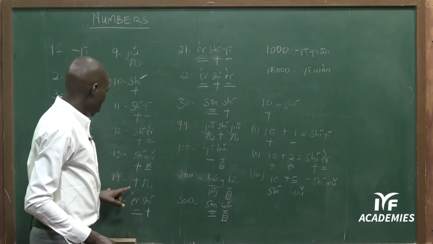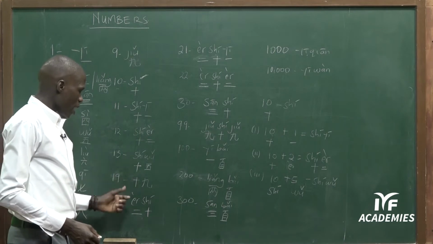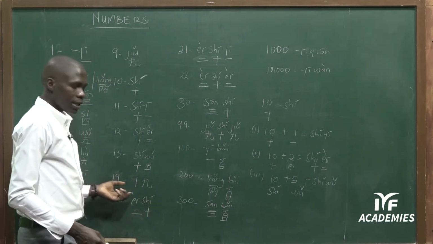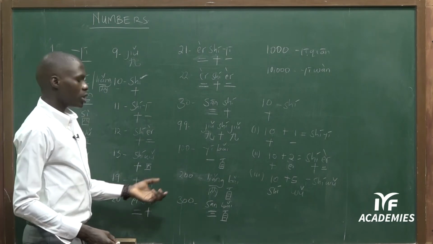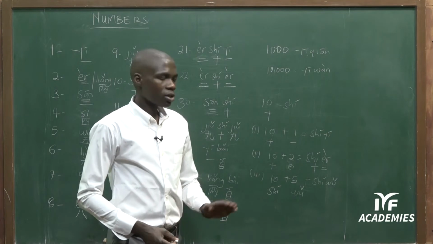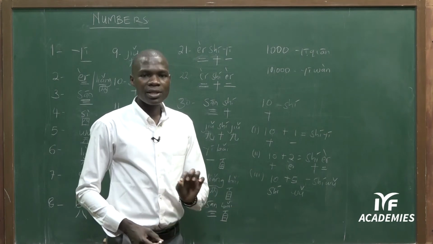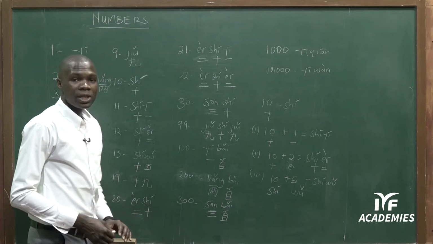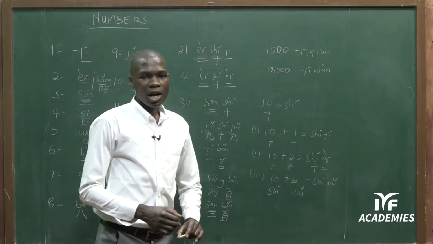Then we have 19. 19 is also 10, then 9. Shi jiu. So 10, then 9, so that's 19. Shi jiu. Then for 20, we have er.